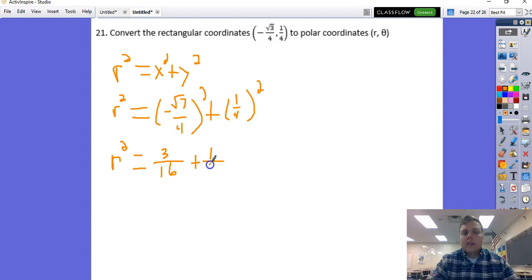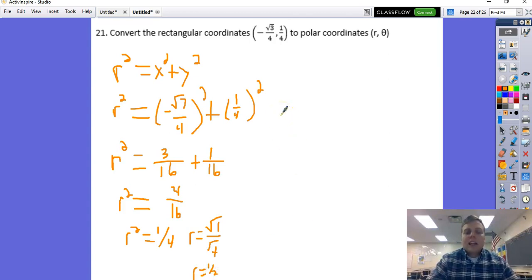4 squared is 16. Alright, now I need to add fractions. Whenever you're adding fractions, you keep the denominator, assuming it's the same, which in this case it is, you keep it the same. And you add the numerator. 3 plus 1 is 4. And 4 over 16 can be reduced down to 1/4. Now that is r squared. To get r, I need to take the square root of both sides. So the square root of 1 over the square root of 4. So then r is equal to 1/2.